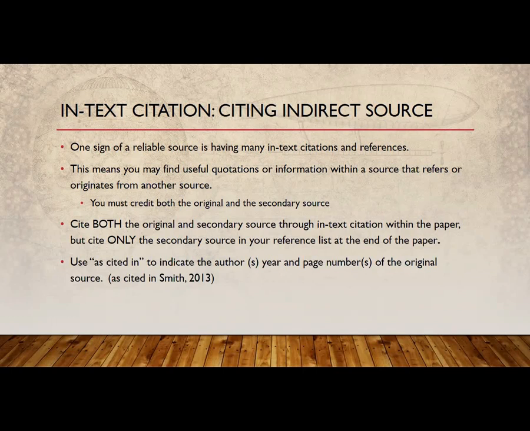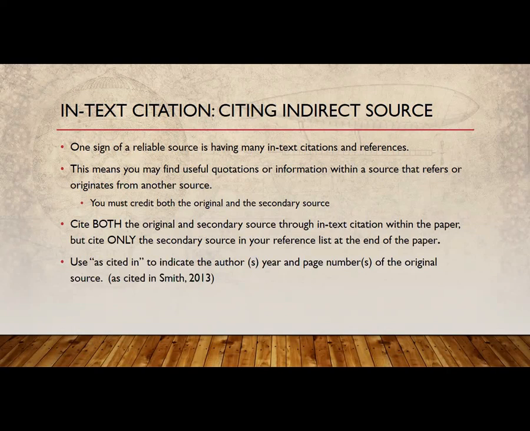unless it's a founding father kind of psychology information or source that probably can never be found or is super old. Always try to find the original source first. That way you can cite it in your reference, and you can also find out more meaning to the second source. But anyway, you can cite both the original and secondary source through in-text citation within the paper, but cite only the secondary source in your reference list at the end of the paper.